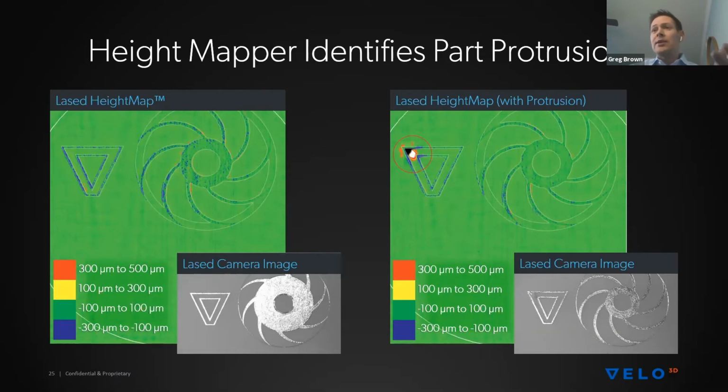But the height mapper gives you this information on every single layer, where the part is relative to the powder bed, and that can be useful for, one, looking for catastrophic interrupts where the part literally failed. But even for doing more in-depth analysis after the fact, you can extract a lot of information about what happened during the build from just looking at where the metal was.